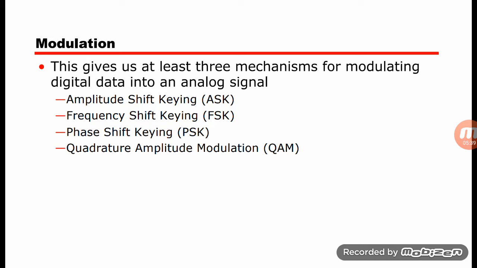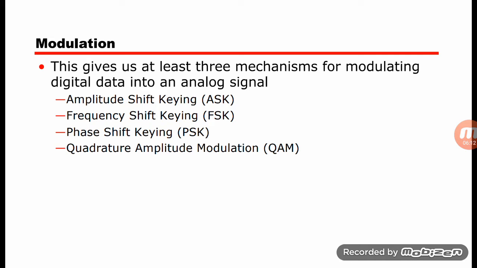One is called amplitude shift keying, ASK. This is when you put the information in the amplitude of the sine. Then there is frequency shift keying, when you put your information in the frequency of the analog signal. Then phase shift keying, when you put the information in the phase of the sine wave, and there is something called quadrature amplitude modulation. In this case, we are putting the information in both phase and amplitude together. Okay, this is called quadrature amplitude modulation.